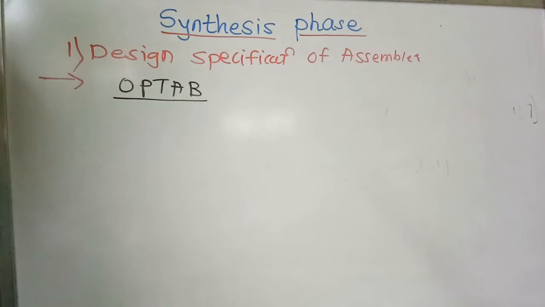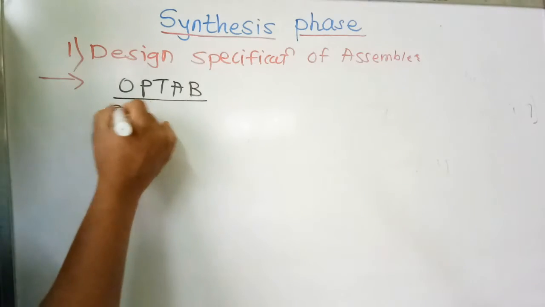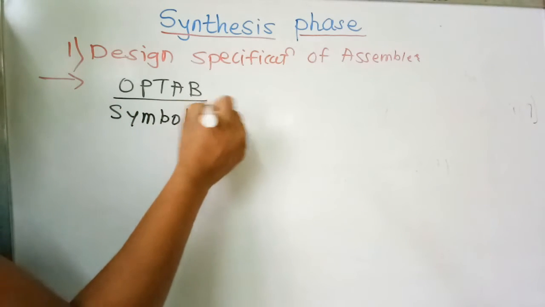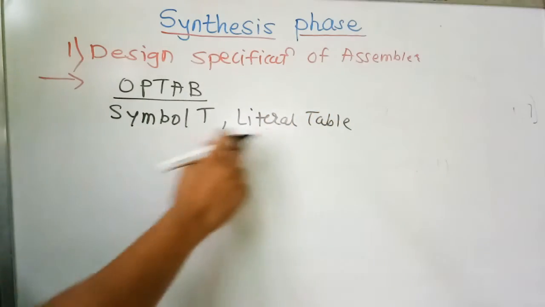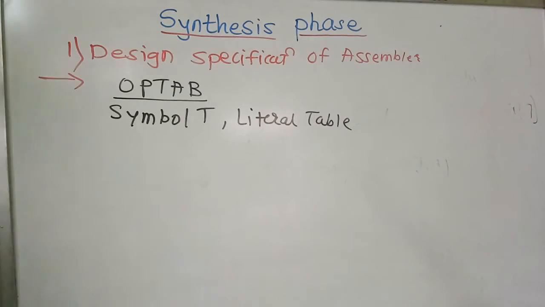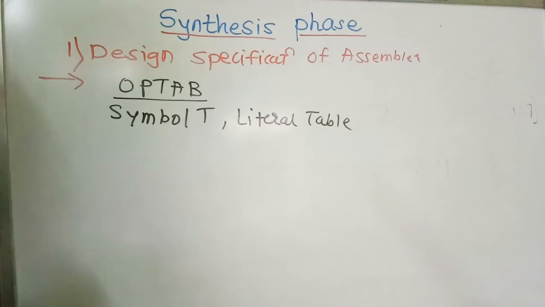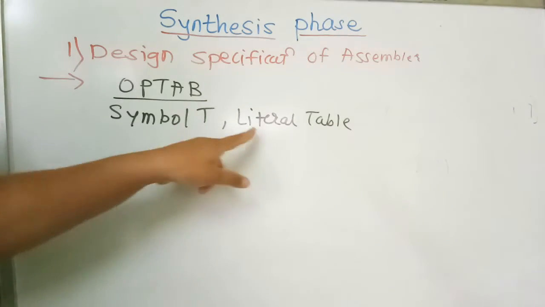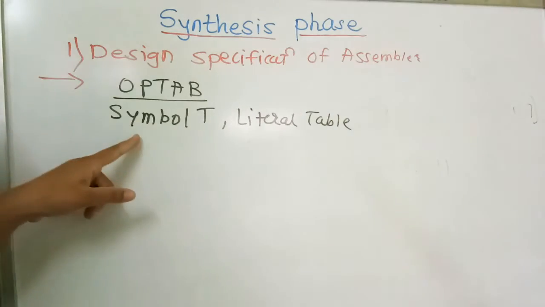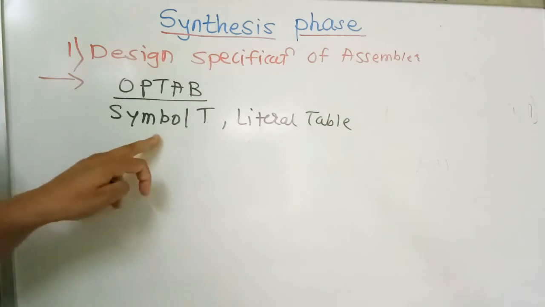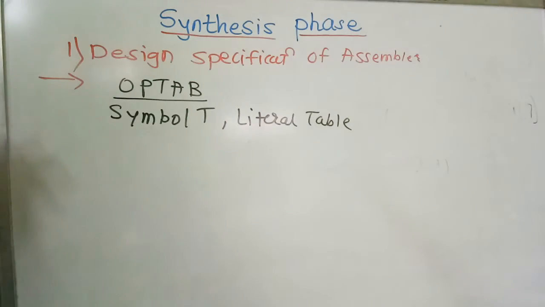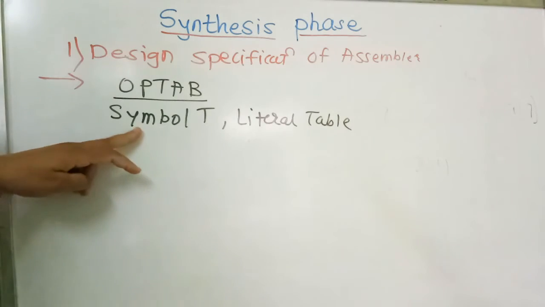Next, it obtains the address of a memory operand from the symbol table and literal table. It again gets the reference of the symbol table and literal table to get the memory addresses of the operands. In the analysis phase, we created this symbol table and literal table and made some entries in these tables. And in this synthesis phase, we are obtaining the entries, meaning the addresses, which we had placed in the analysis phase.